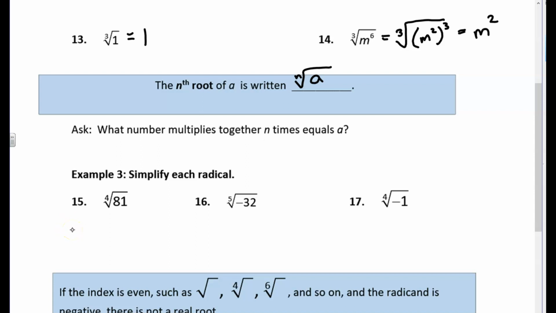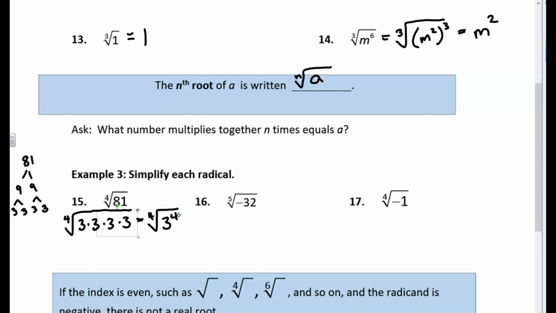And if I break 81 down in a factor tree, I find that 81 is the equivalent of 3 times 3 times 3 times 3. So that's the same thing as the 4th root of 3 times 3 times 3 times 3, or the 4th root of 3 to the 4th. We want to rewrite it.